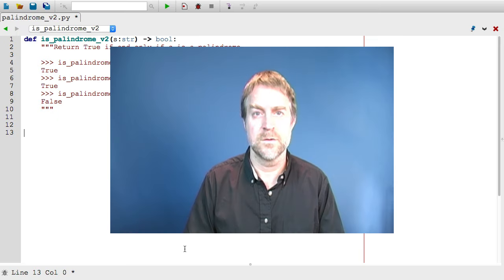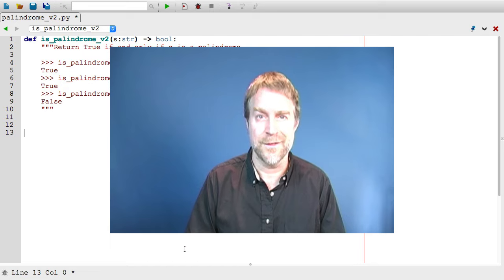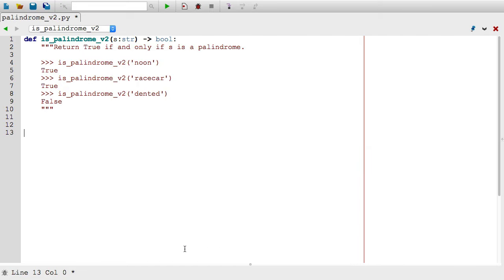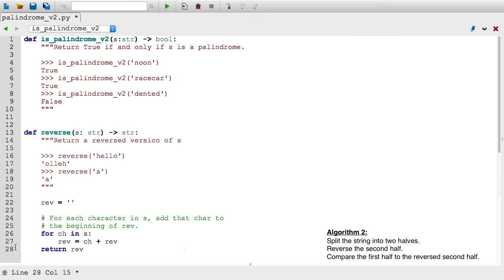In this lecture, we'll implement our second algorithm for determining whether a string is a palindrome. As before, we start with the same results of following our design recipe as we did for the last lecture. For our second algorithm, we split the string into two halves, reverse the second half, and then compare that reversed second half to the first half. Again, we need to reverse a string, so let's go get that code from the previous version.